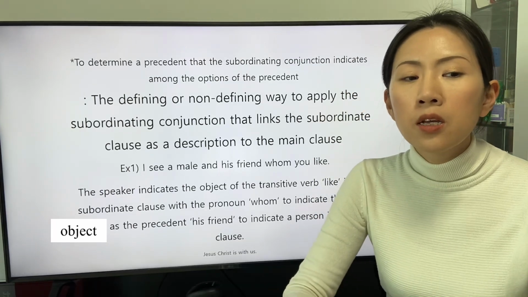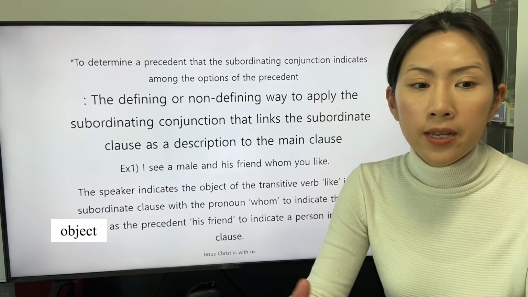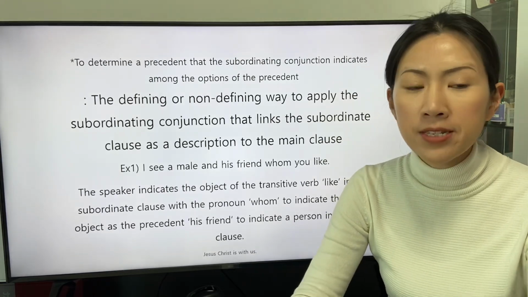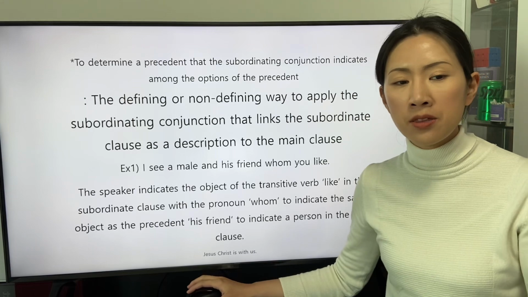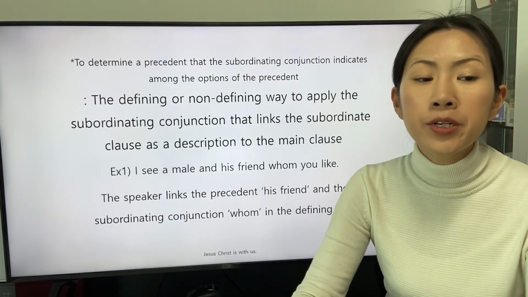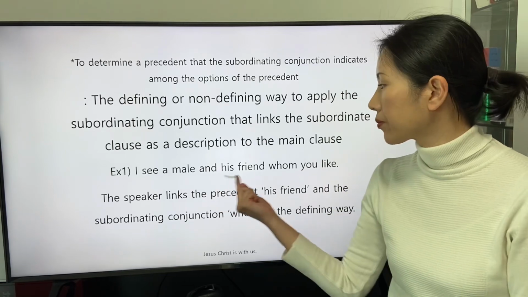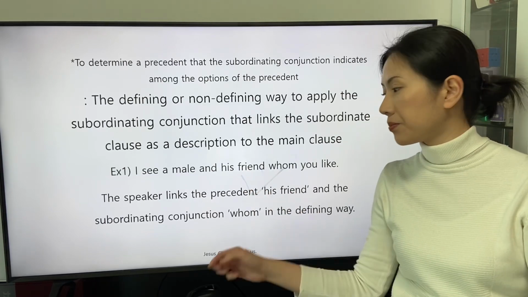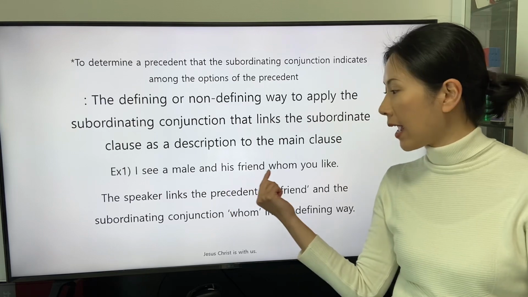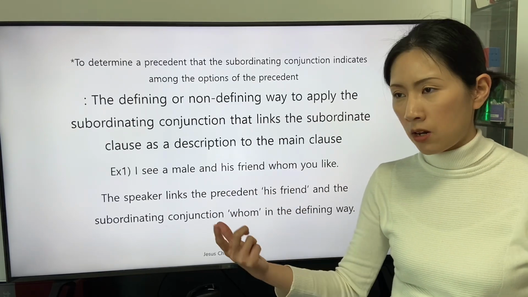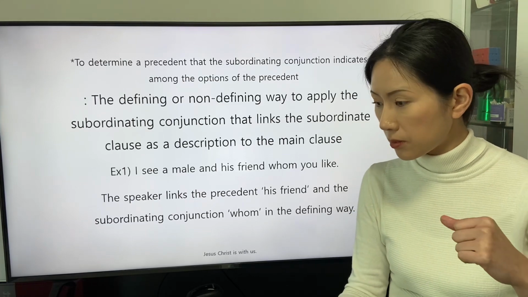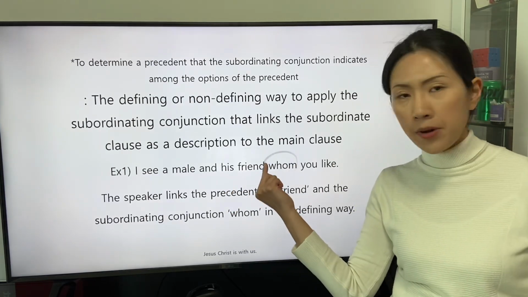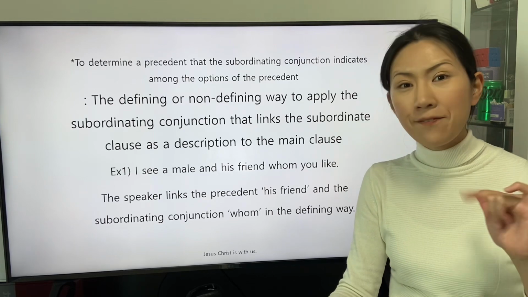The speaker indicates the object of the transitive verb like in the subordinate clause with the pronoun whom to indicate the same object as the precedent his friend, to indicate a person in the main clause. The speaker links the precedent his friend and the subordinating conjunction whom in the defining way. The precedent his friend and the pronoun whom are stated in a continuous way. So we can say that the precedent and the pronoun are defined.